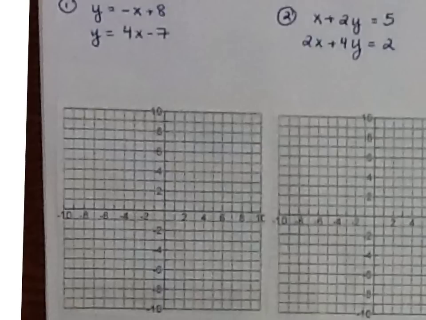So for number 1, I need to go up to y-intercept 8. So I'm looking at my y-axis. 8 would be right about here. So I'm going to be as exact as I can. And you guys make sure you use your ruler. The slope for the first equation is -1 over 1. So from my y-intercept 8, I'm going to go down 1 and right 1. Alright, so there's a point. Then I'm going to go down 1, right 1 again.